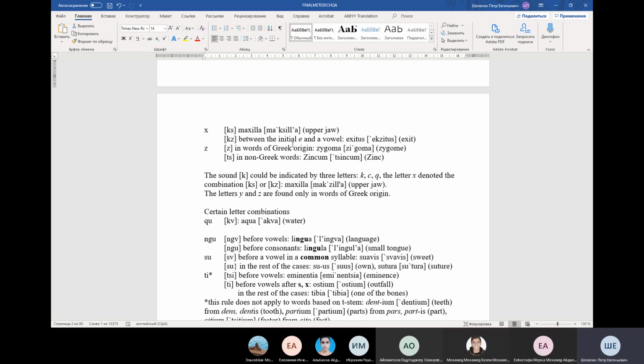And the next is the zeta. Zeta. Zygoma. In the words of Greek origin, it's z. In non-Greek words, it's different. In non-Greek words, this one will be pronounced like ts, like zincum. Zincum. Correct.